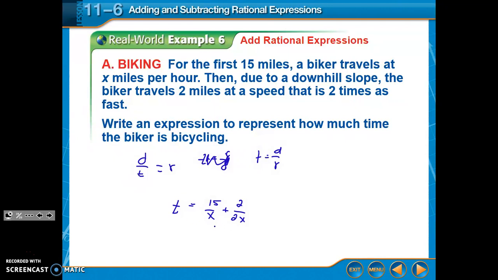So if I wanted to do this, I need to combine these. I need to find a common denominator. So this one is 2 times x, and this one's just x. So in order to get this the same, I need to multiply it by 2. So whatever I do to the bottom, I have to do to the top. So this is going to be equal to 30 over 2x plus 2 over 2x. So I can say this is 32 over 2x, and that would be 16 over x if I simplified that. So the time that this biker traveled is equal to 16 divided by the rate he was going in his first 15 minutes.